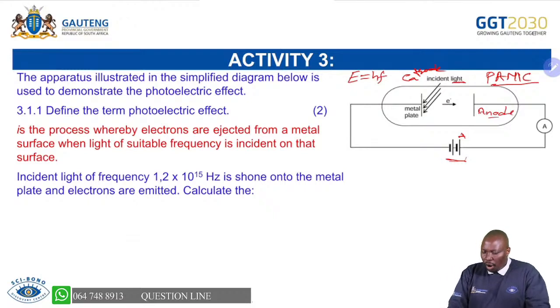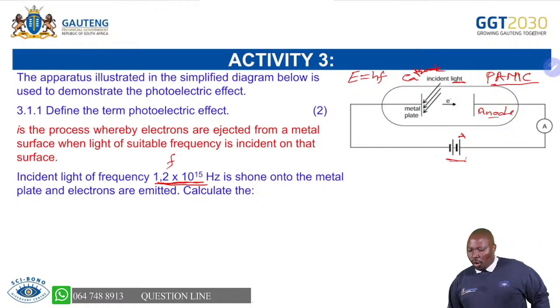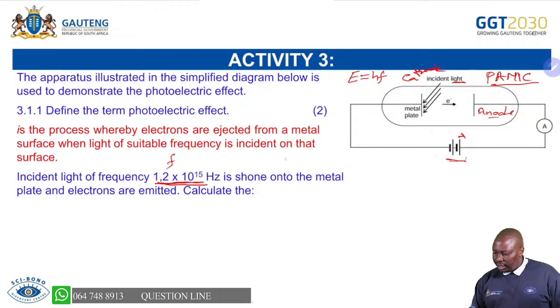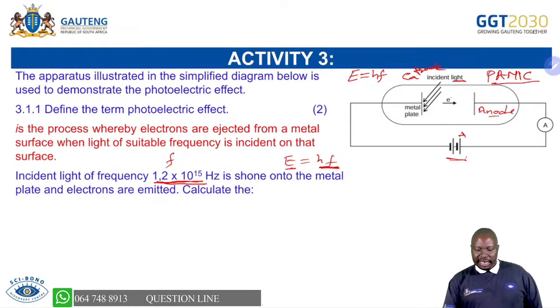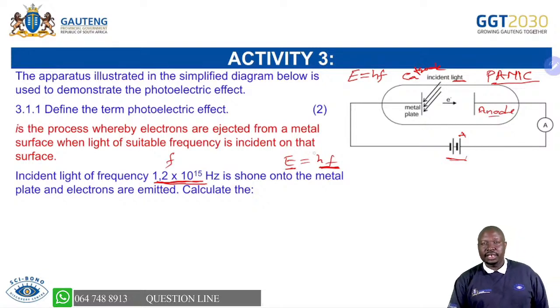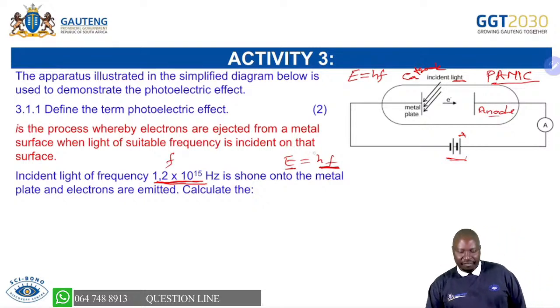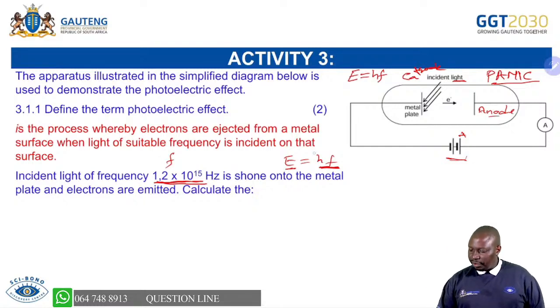Now, the statement says incident light of frequency 1,2 times 10 to the power of 15 hertz is shone onto a metal plate, and electrons are emitted. So when you are given the frequency, you know that E equals hf. You are able to calculate the energy of this photon because f is given. And they are saying electrons are emitted, which means this value of E is greater than or equal to the work function. That is what you get from that information.